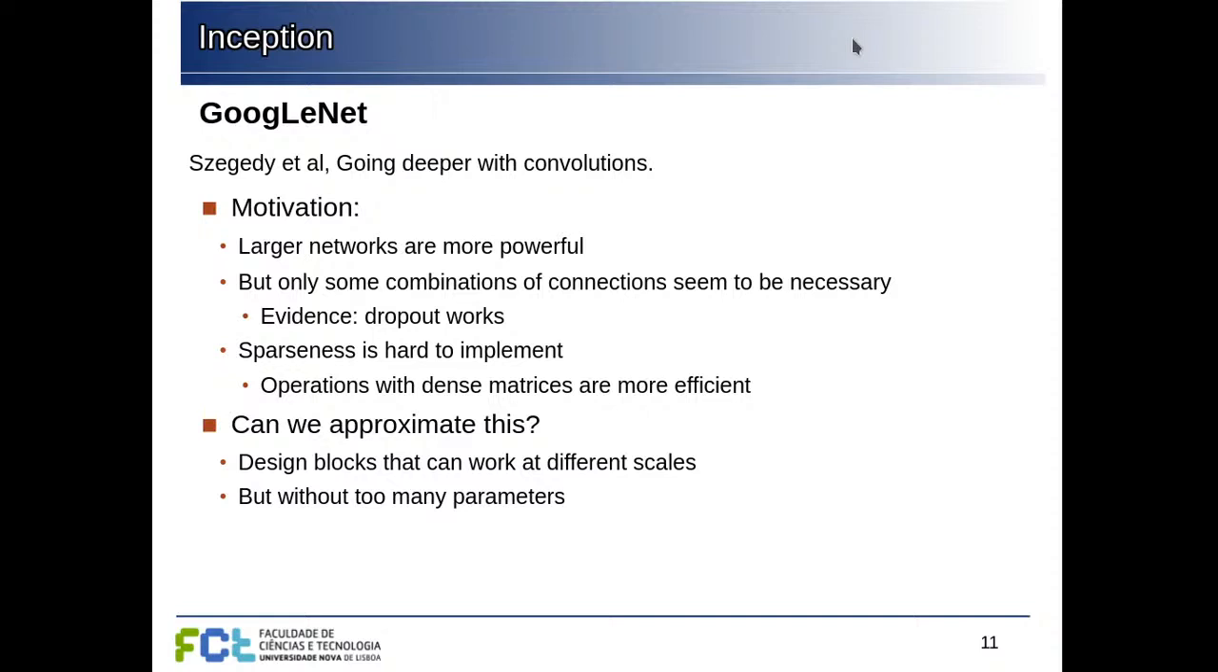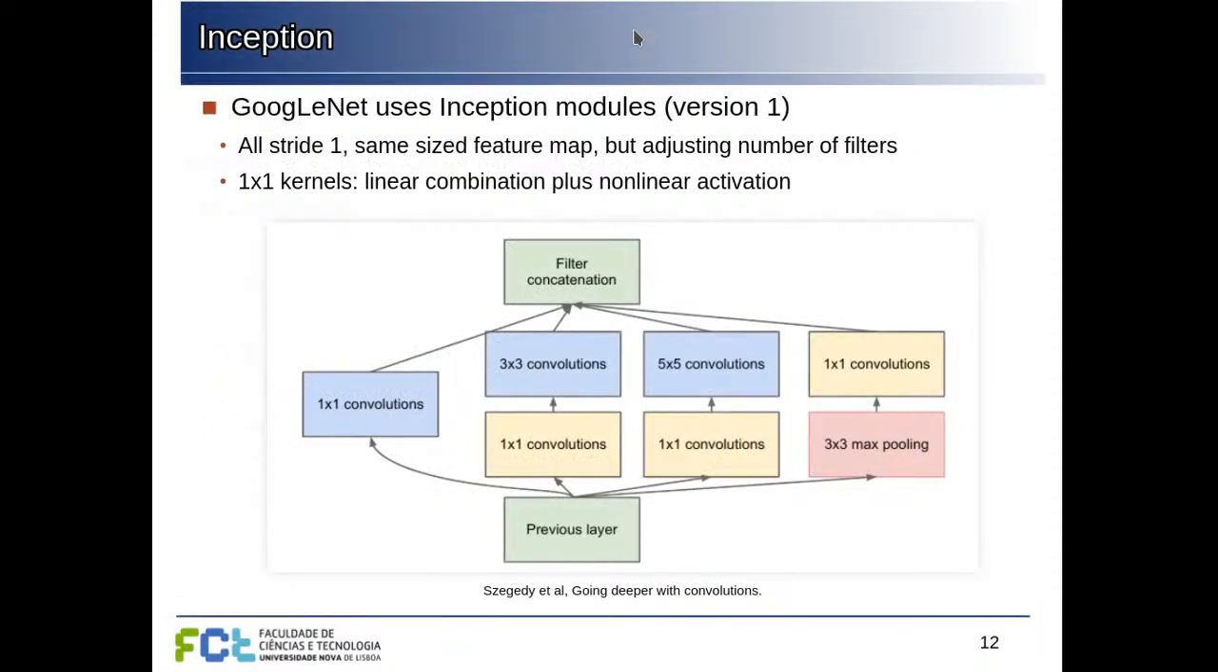So part of the motivation was trying to create blocks that use the regular operations we are using in these neural networks, but try to approximate what would be ideally a large but sparse network that would solve problems without having too many parameters. So the idea here was to design these blocks that worked in parallel at different scales of the input feature maps and images, but avoiding too many parameters. And this was the motivation for the inception module, these inception blocks.